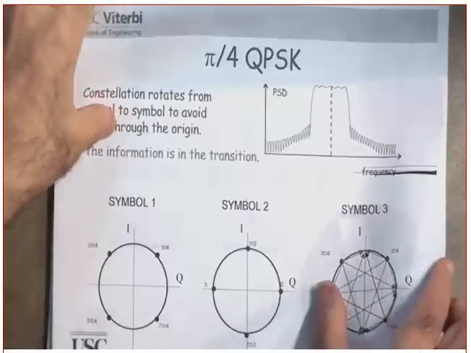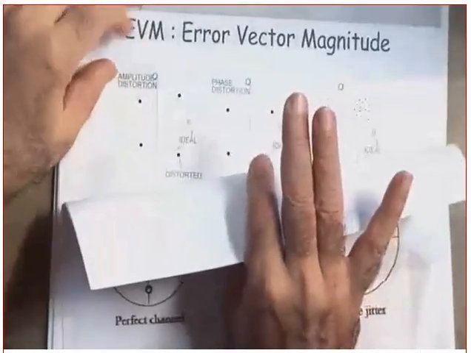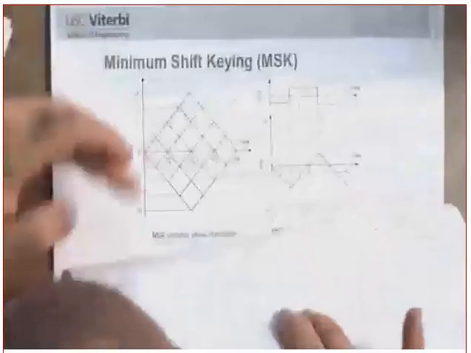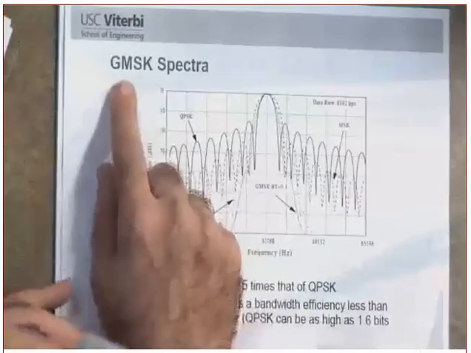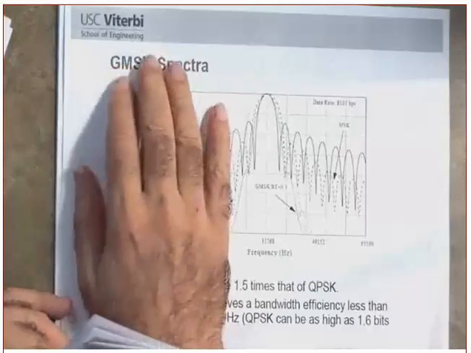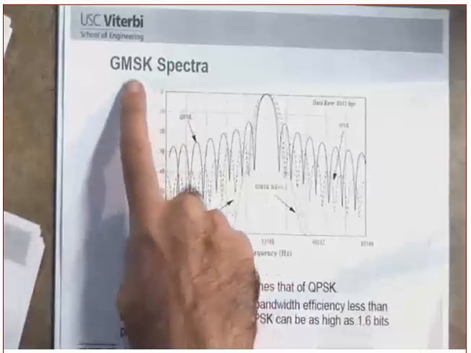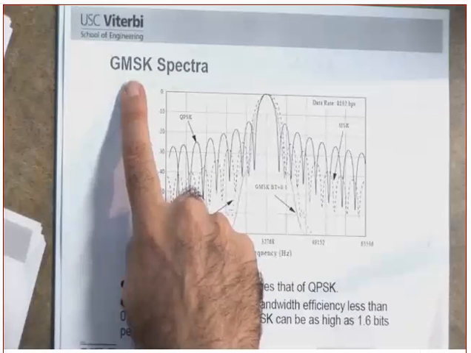I want to show you a diagram. Before I get to this, let me jump a little bit. The minimum shift keying. This one, by the way, is called the Gaussian minimum shift keying. We'll talk about this in a minute, but I just want to show you something here. This is the modulation technology used in GSM. GSM stands for the Global System for Mobile Communications.